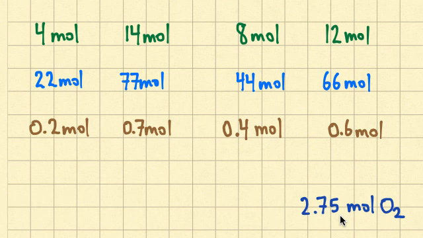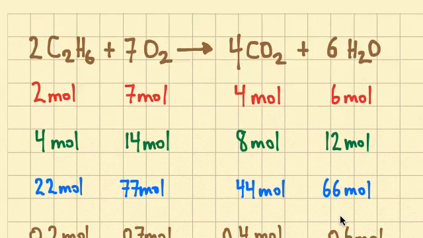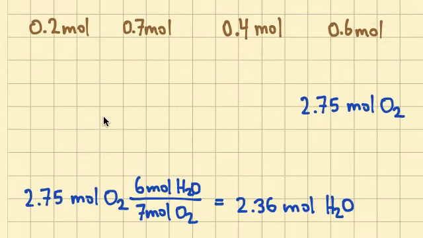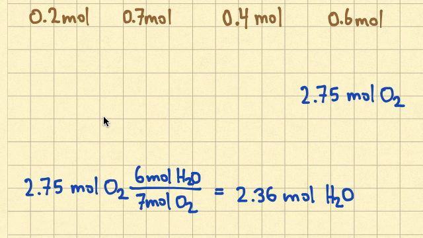What if I wanted 2.75 moles of O2? 2.75 moles of this. Well, how much of this? Or how much of this would I use? Well, that's a good question, but it's a relatively simple conversion. I would just take 2.75 moles of O2, look at the balanced equation. It says 7 moles of O2 relate to 6 moles of H2O, and that the moles of O2 cancel and convert to moles of water.